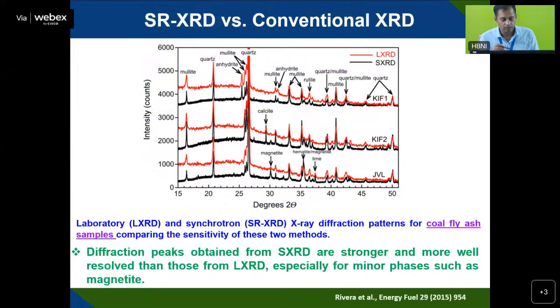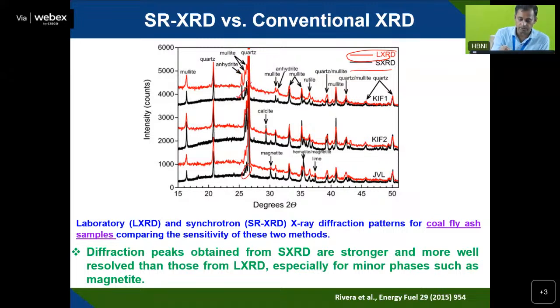If you see here, in this example the laboratory XRD is the red one, and synchrotron is the black one. You can see the difference in the intensity of the mullite and anhydrite, and quartz. These peaks are very low in intensity in the red one, but when you go for synchrotron XRD, in the black one, this is quite highly intense.